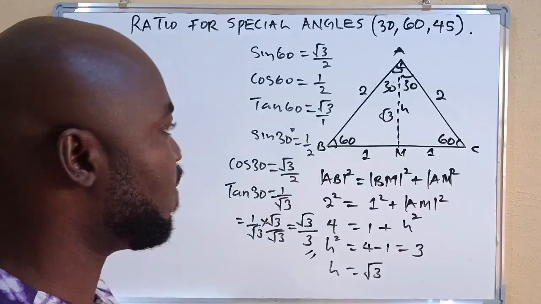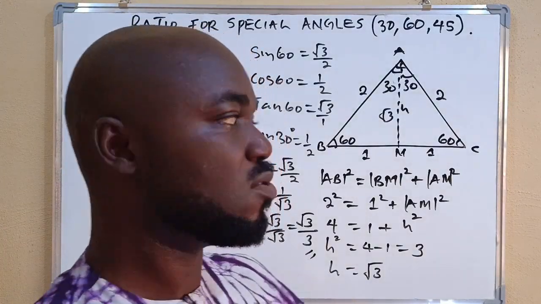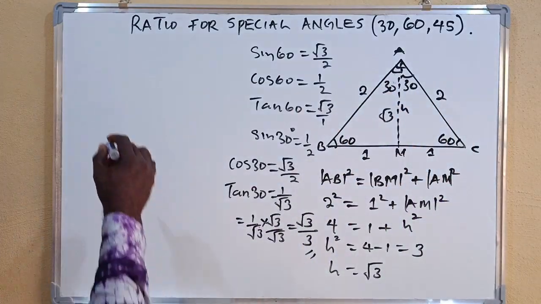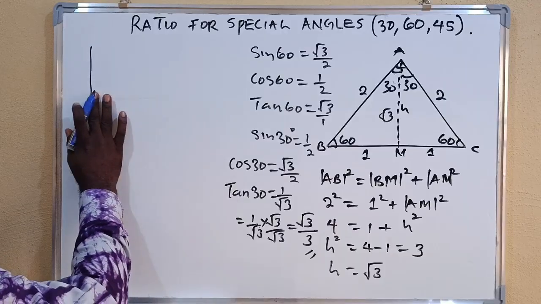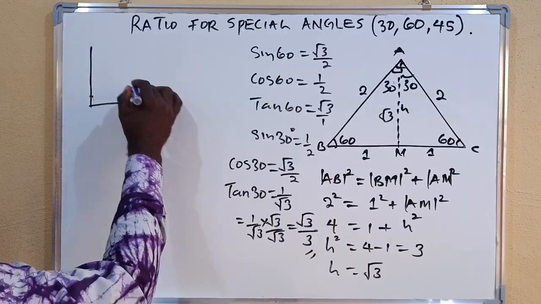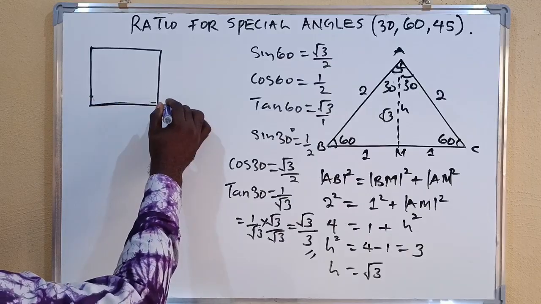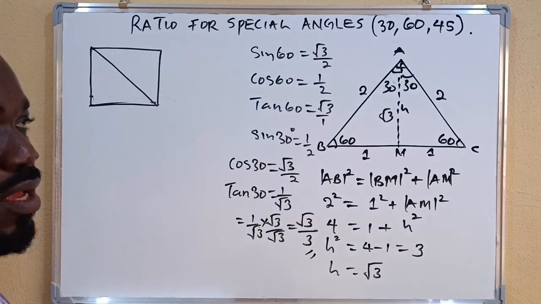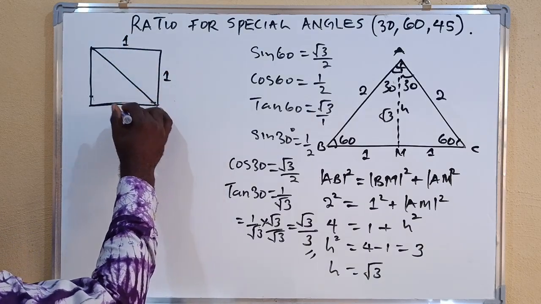What about 45? For angle 45, we use a square. Just like we use equilateral triangle for this, we use a square. So I'm going to take my diagonal. So for a square, all the sides and angles are equal. So this is 1, 1, 1, and 1.